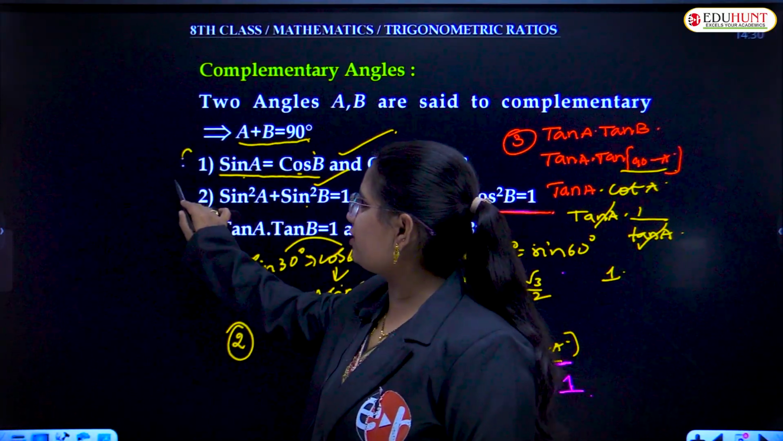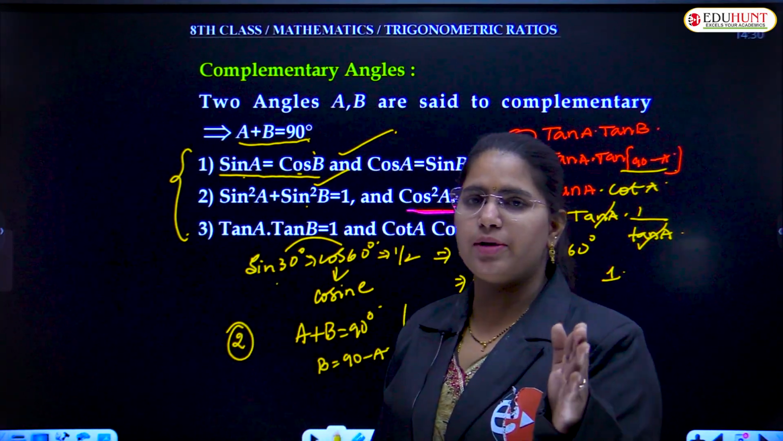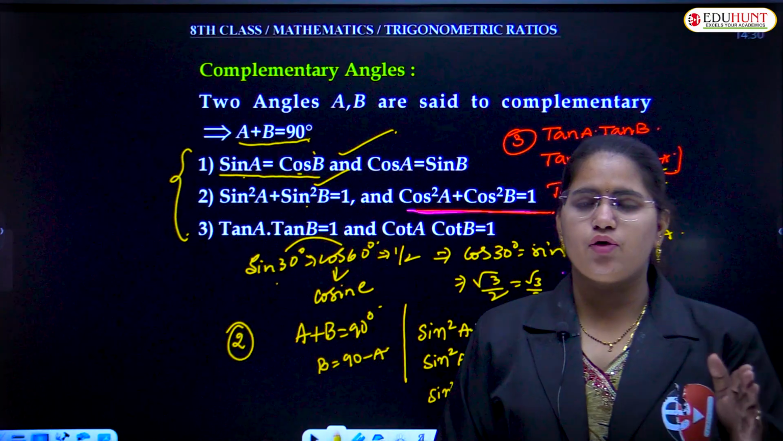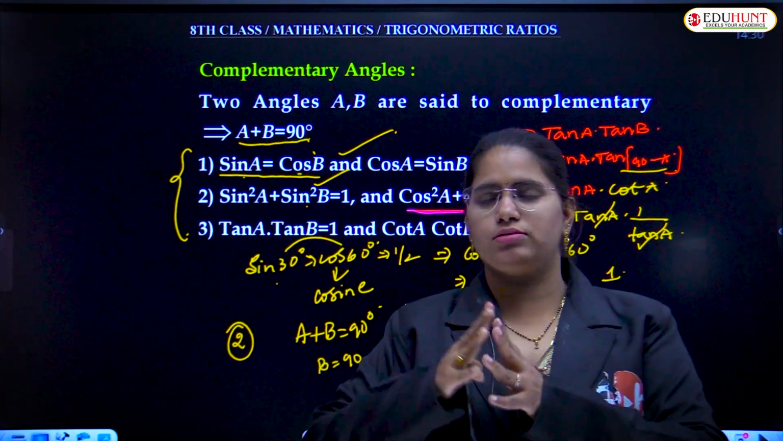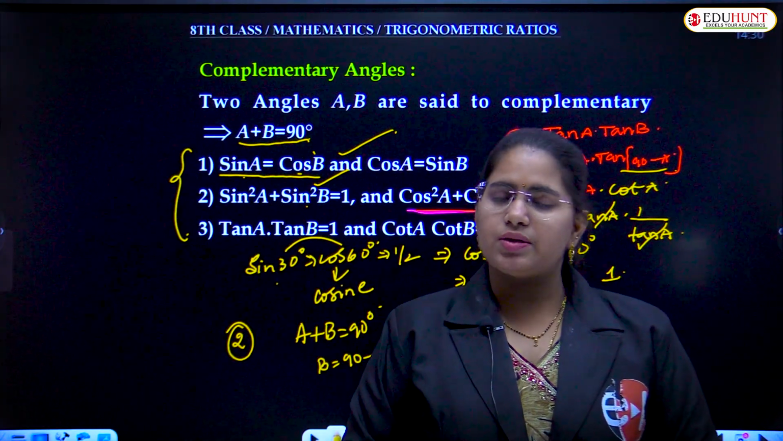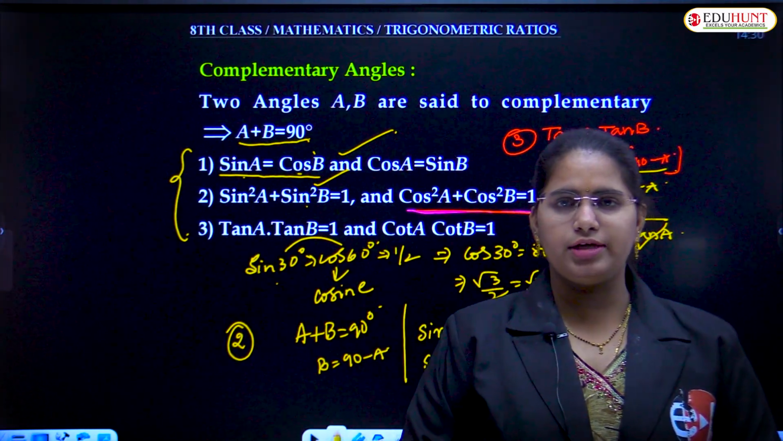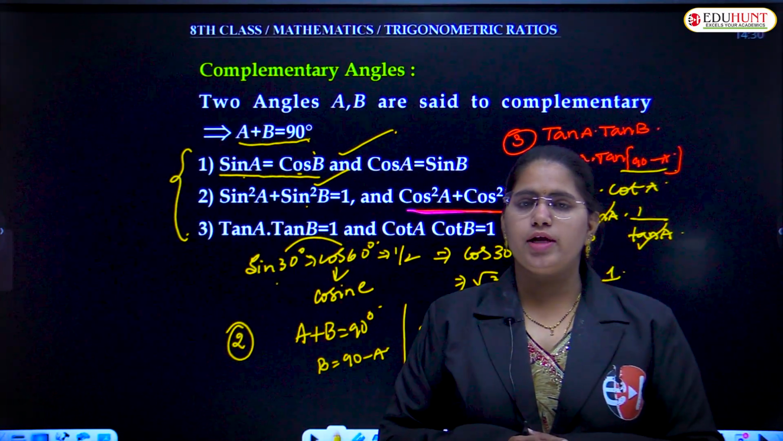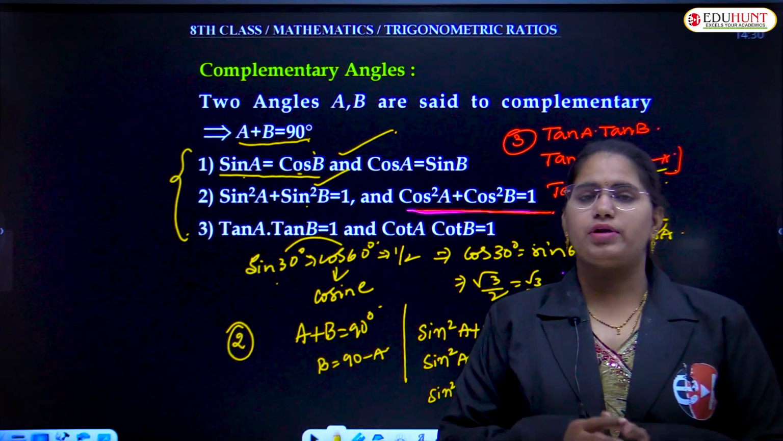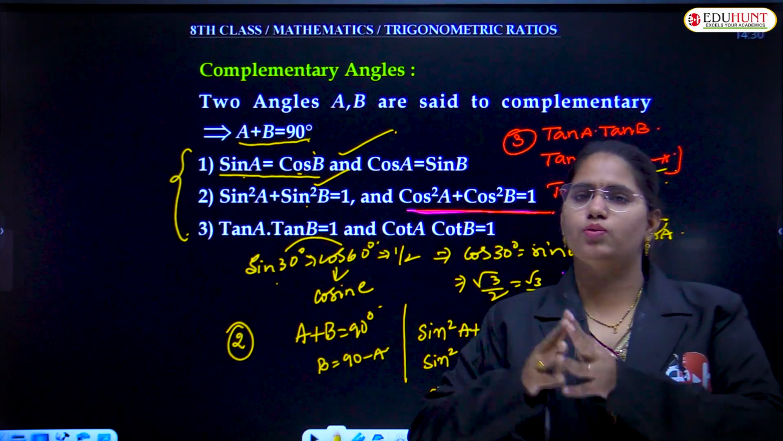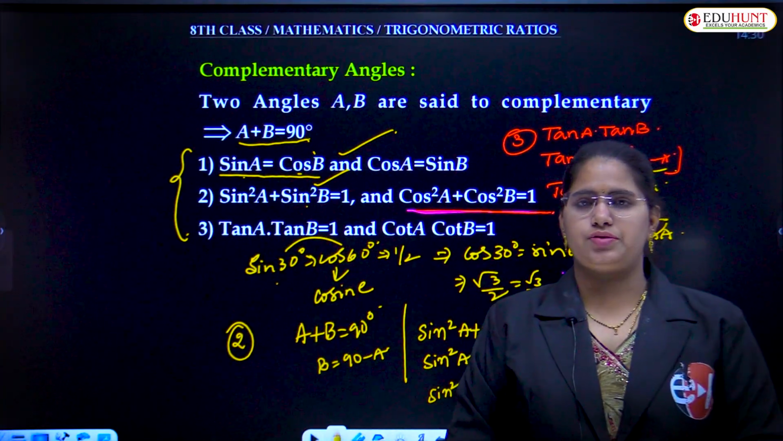So what are the three derivations which you have proved here? First one, whenever you have complementary angles, sin square A plus sin square B is equal to 1. That was my first result. Similarly, cos square A plus cos square B is also equal to 1. Right? And next one, whenever A and B are complementary angles, we can prove tan A into tan B is equal to 1 and cot A into cot B is equal to 1. I am clear with the first question.